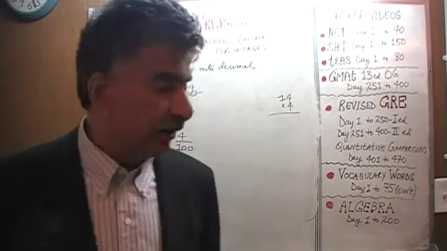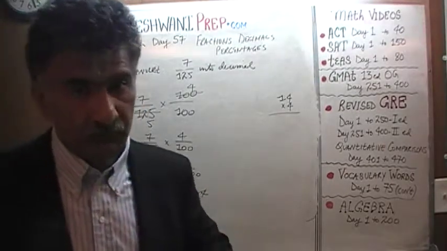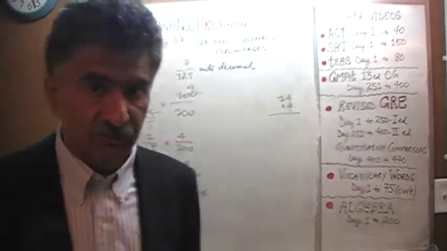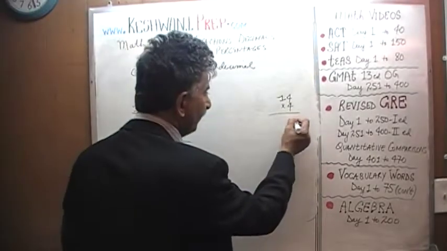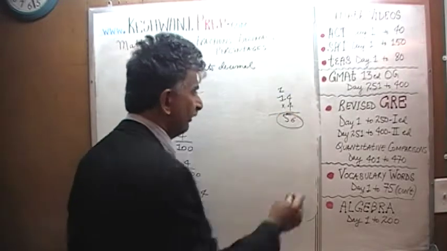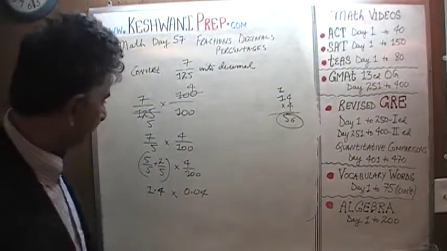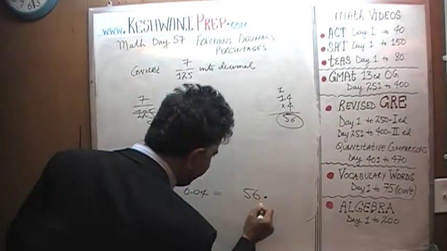15 fours are 60. We don't have 15 fours. We only have 14 fours. So 14 fours has got to be 4 less than 60, which is 56, which we'll see in a second here. 4 times 4 is 16, carry 1. 4 ones are 4, plus 1 is 5, so 56. As we said before, 14 fours are 56. So that's what this is. It's 56, with the decimal point that is here.